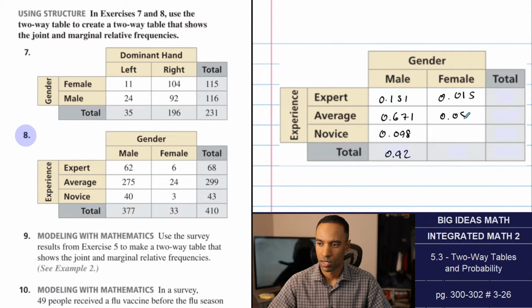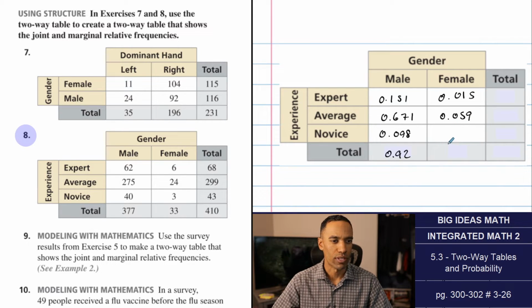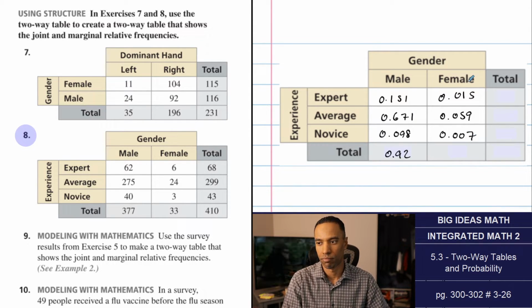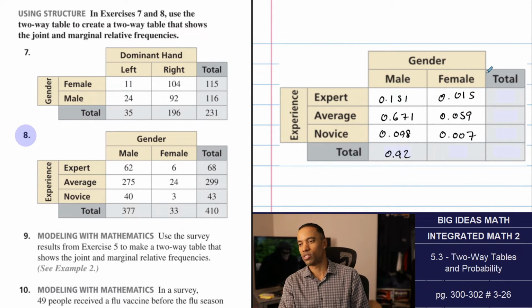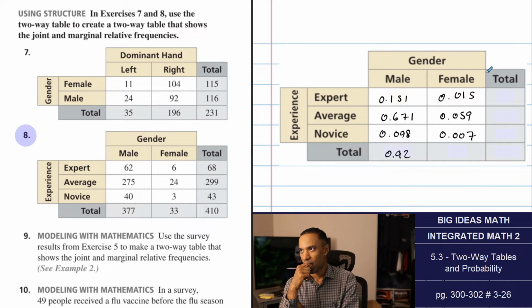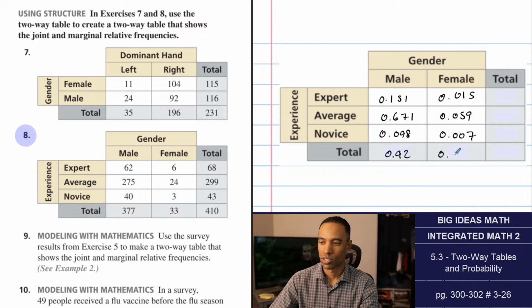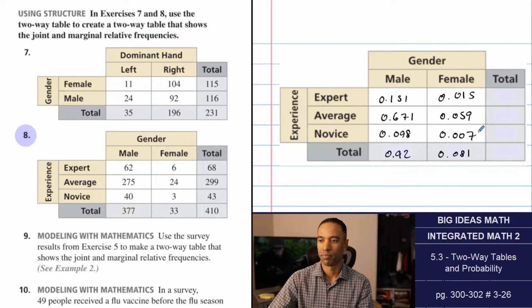0.059. And this last one is 0.007. Less than 1% of the ones who voted or responded were females, novice females. Anyway, let's add those three. What's 0.071? No, 0.081. See, I should leave it up to the calculator to do that.